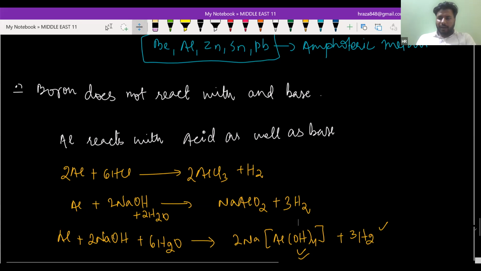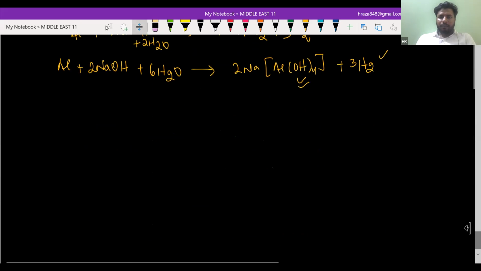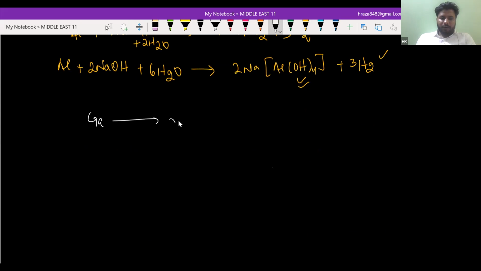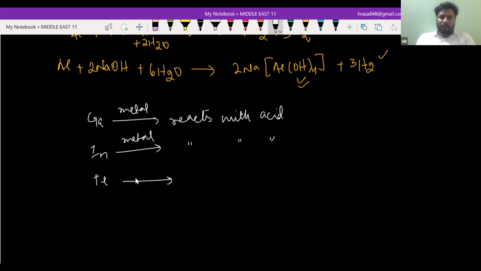Now, what about gallium? Gallium metal reacts with acid. All of these react with acid. Indium reacts with acid, as well as thallium reacts with acid. Just write it.